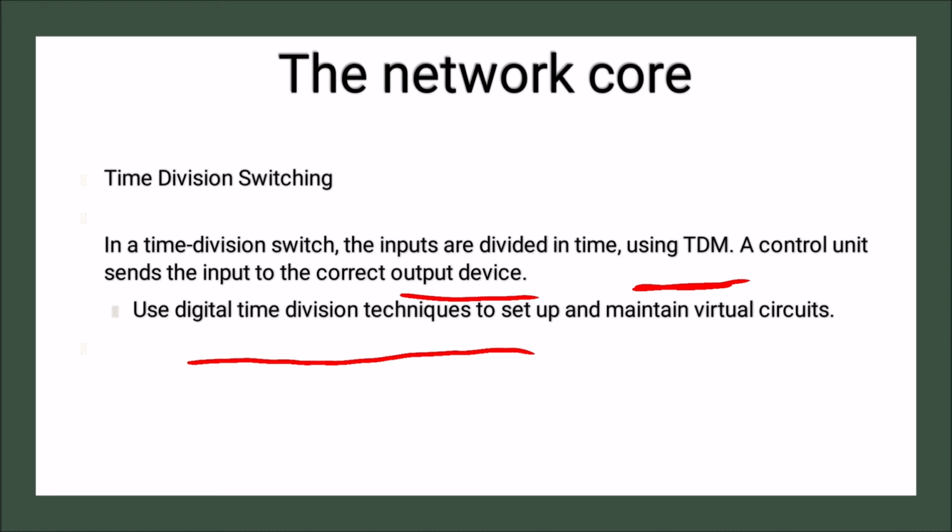So in circuit switching, both techniques are used, space division switching and time division switching. In space division, one path is separate from the other. In time division, we use time division multiplexing, and a control unit sends the input to the correct output device. For that it uses digital time division techniques to set up and maintain a virtual circuit.